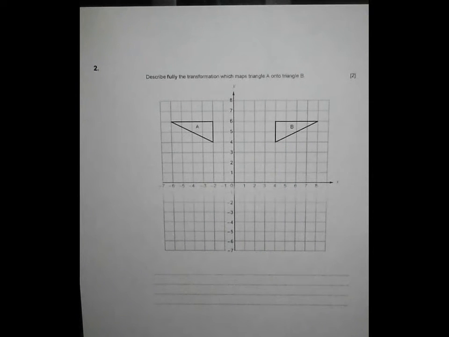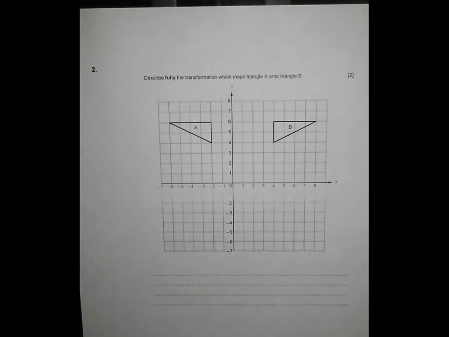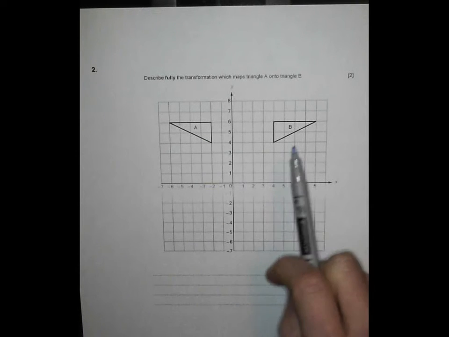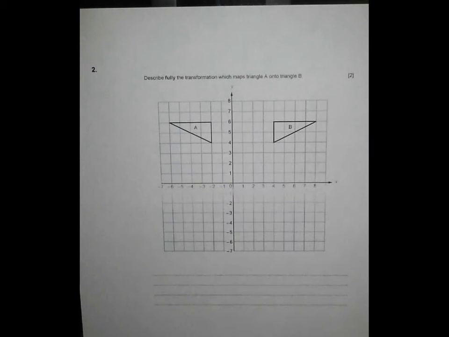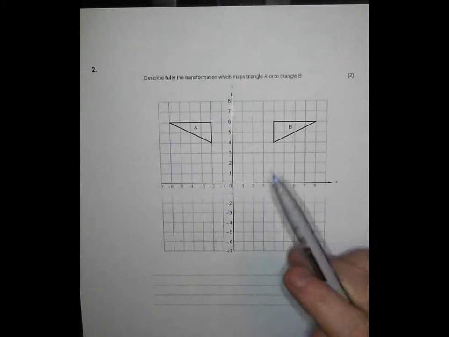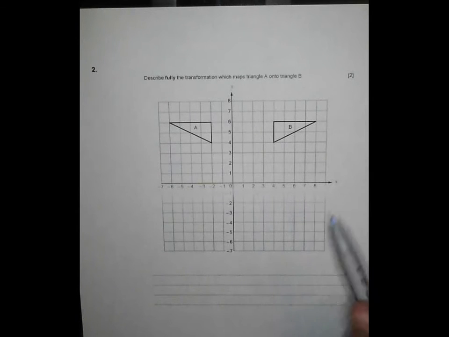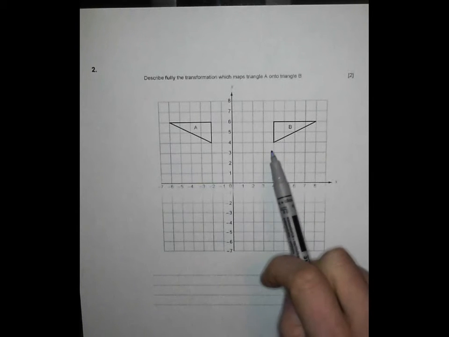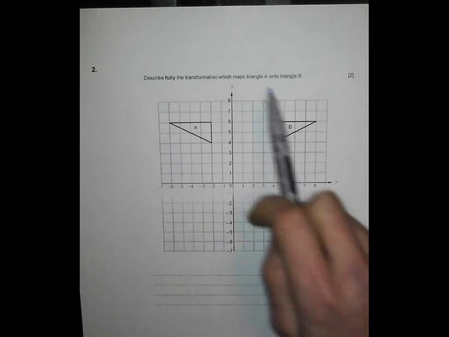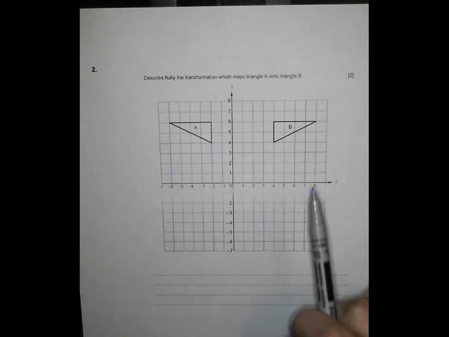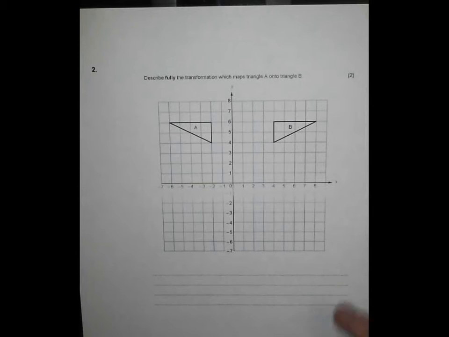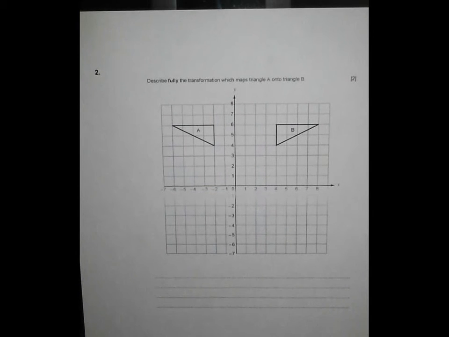The first thing to check is it's not been a translation, and I can tell that because the shape is pointing a completely different way, and a translation would just move it. It's probably not been an enlargement either because the shape hasn't got any bigger or smaller. Technically, it could be an enlargement scale factor 1 or -1, but we don't tend to need to worry about that too much because you can always describe it as another transformation if that's the case. So we're down to reflection or a rotation.